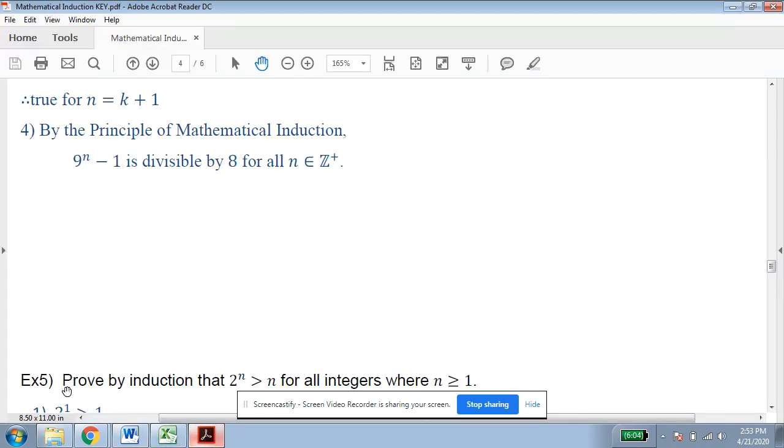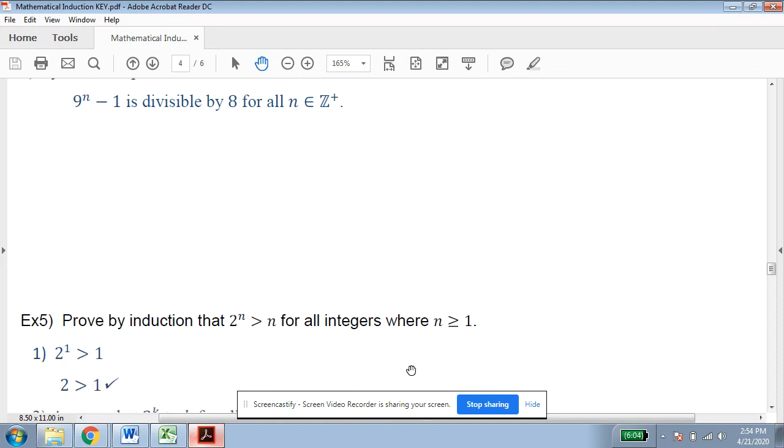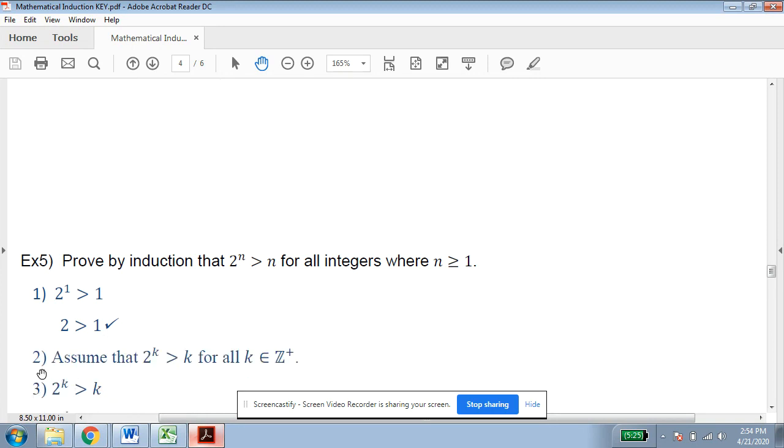So, in example 5, we are proving by induction that 2 to the n power is always going to be greater than n for all positive integers n. First, again, we have to show that it's true in the first case. So when n equals 1, we can just sub a 1 in for n there and there. 2 to the first power is 2. Subbing in 1 for n is just 1. So 2 is bigger than 1. Check. Next, my assumption stage, I'm going to assume that 2 to the k power is greater than k for all positive integers k. Again, it's just changing all the n's in the statement to k's.